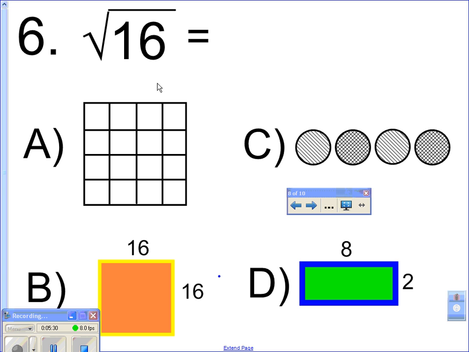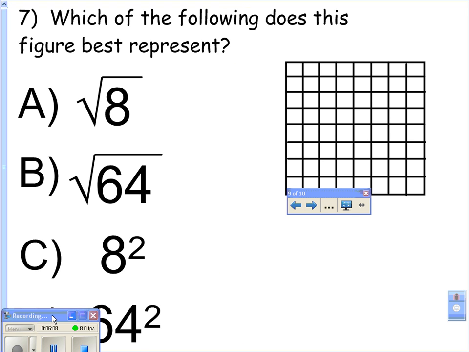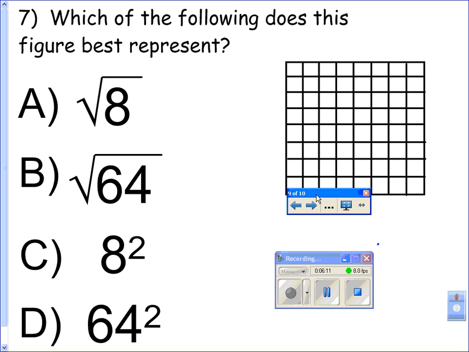This next one, solve the square root of 16. The square root of 16, what number times itself equals 16? That is 4. So we want our picture to represent 4. Which one of these represents 4? A is out because that has 16 individual squares. B is out because that's saying 16 times 16. D is out because that would be 8 times 2 is 16. The answer is C for this problem because there are 4 individual squares here. Do number 7 on your own and then we will answer it together.